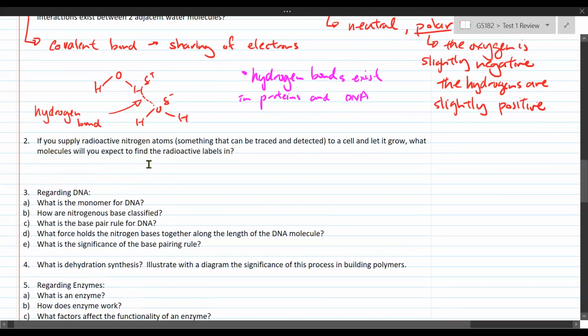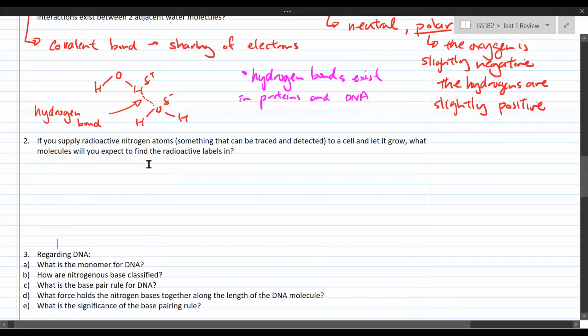Moving on. If you supply radioactive nitrogen atoms, something that can be traced and detected, to a cell and let it grow, what molecules would you expect to find radioactive labels in?